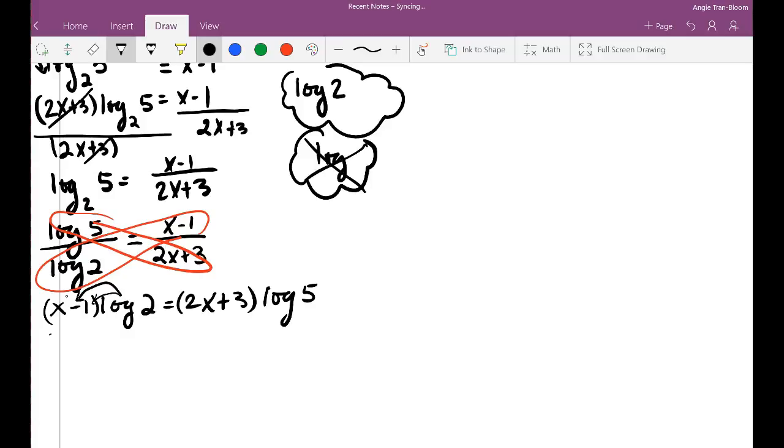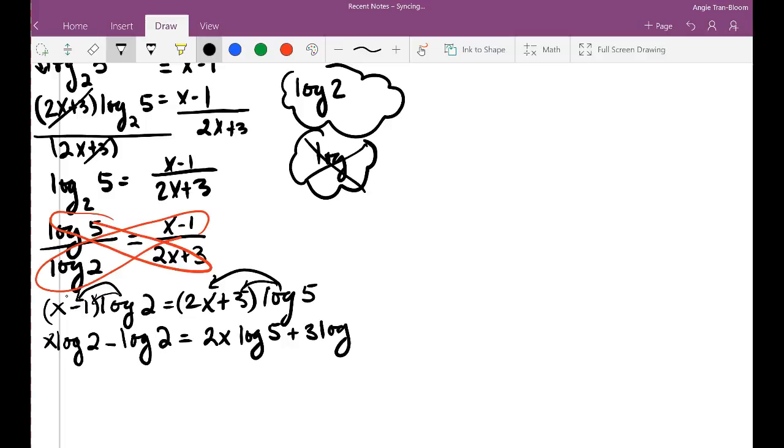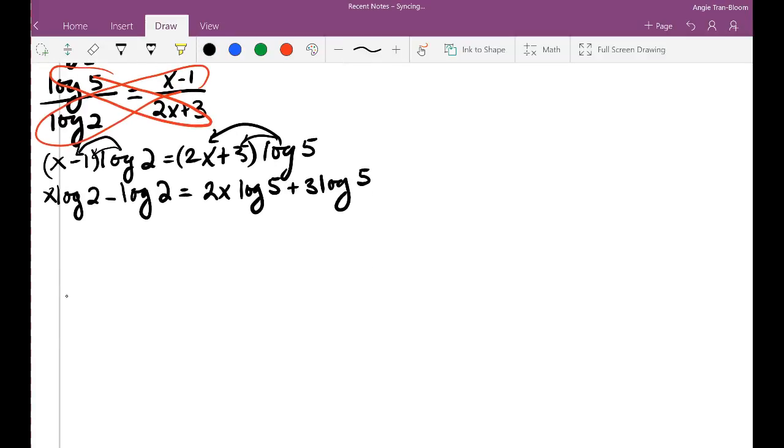So don't be scared. So when I distribute, I have x times log of 2 minus what? Minus log 2, because 1 times that, it's just that. You guys agree? Okay, let's distribute this side. What do you guys want me to write over here? 2x times log of 5 plus 3 times log of 5. Good. What's our goal again? Isolate x, right? If we need to isolate x, don't they have to be on one side? Yes. Good. So can I move this over here?